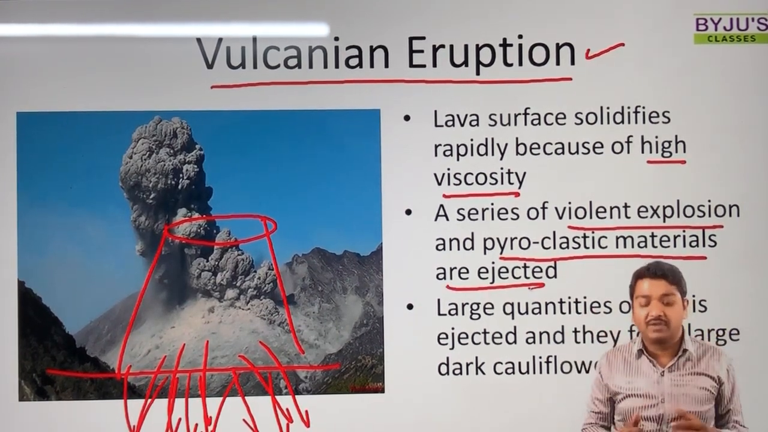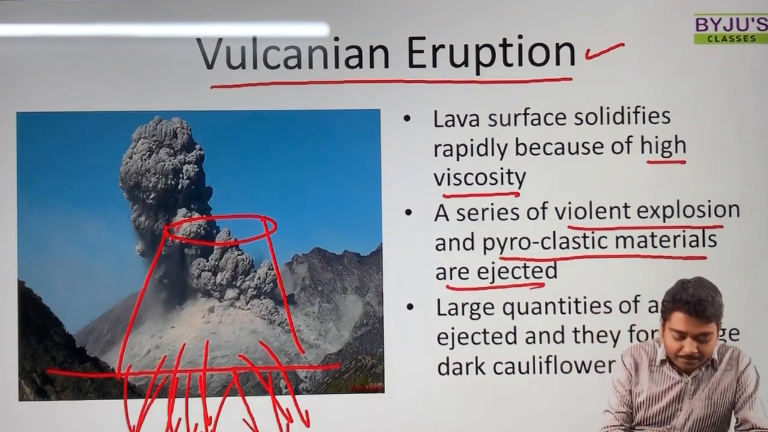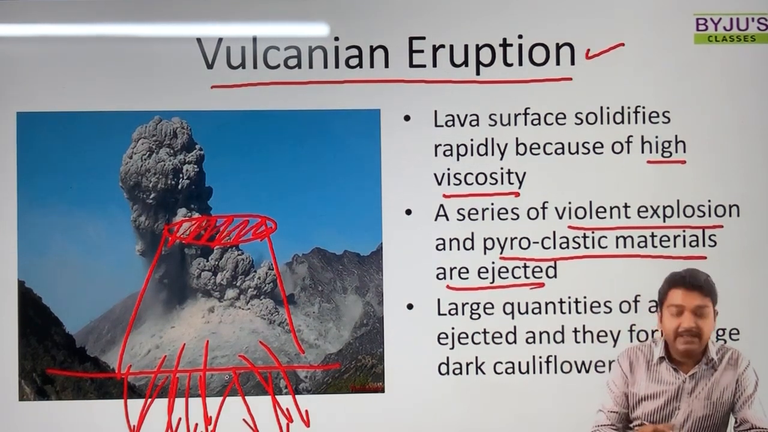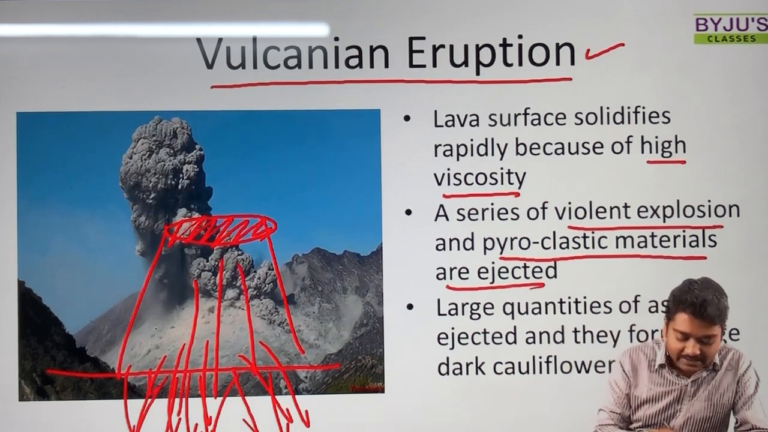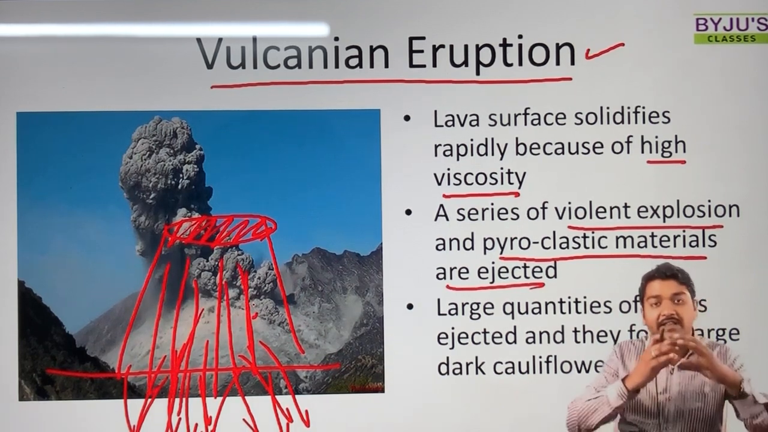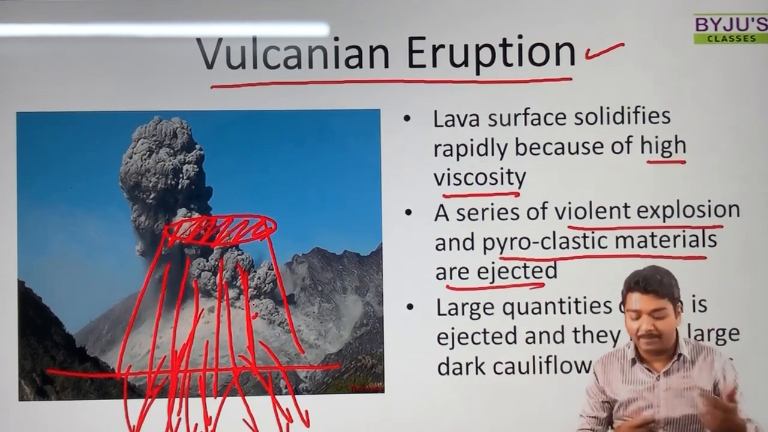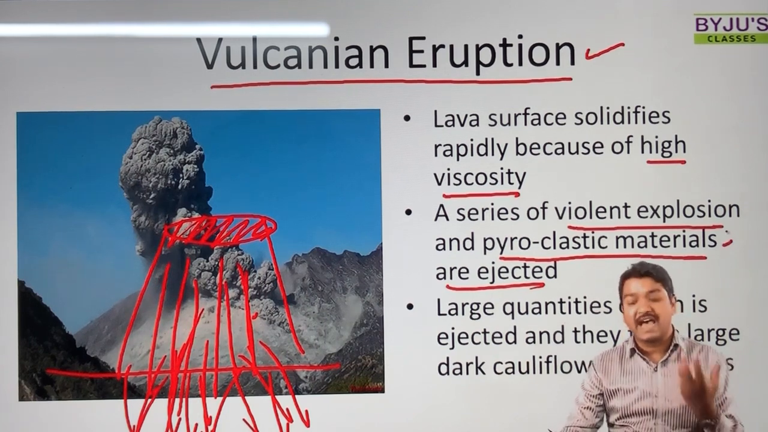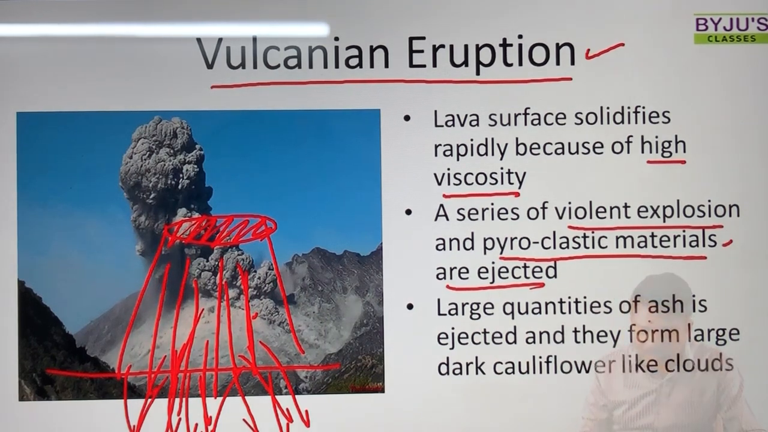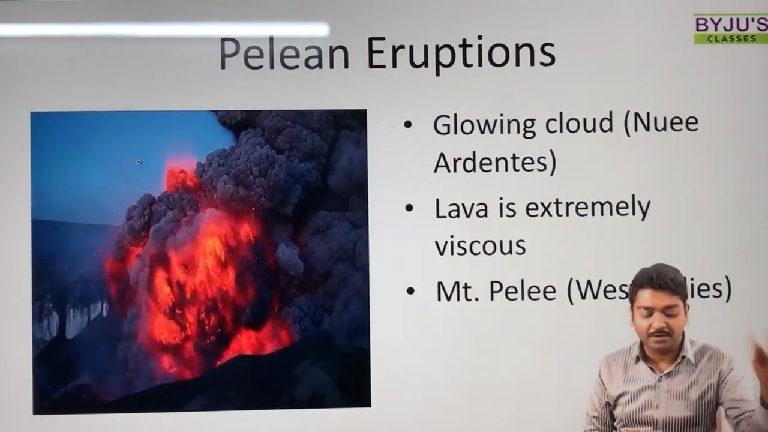So as it solidifies quickly, see, one came, it blocked. Again another one will come, again magma rises, right? Again there will be a blast. So that's earthquakes also we saw, right? The same thing is happening. So pyroclastic material means ashes and all. Large quantities of ash is ejected and they form large dark cauliflower-like clouds. So in Vulcanian eruptions, the most common thing you see is the cauliflower type clouds being formed.